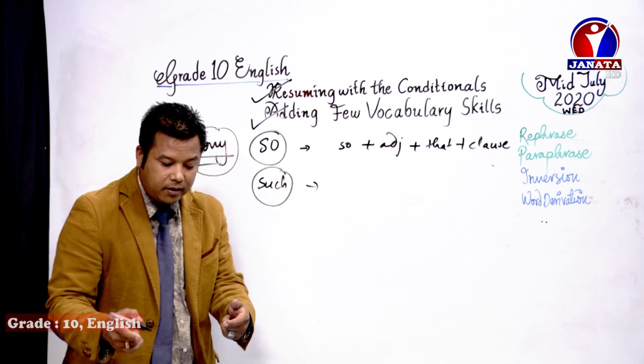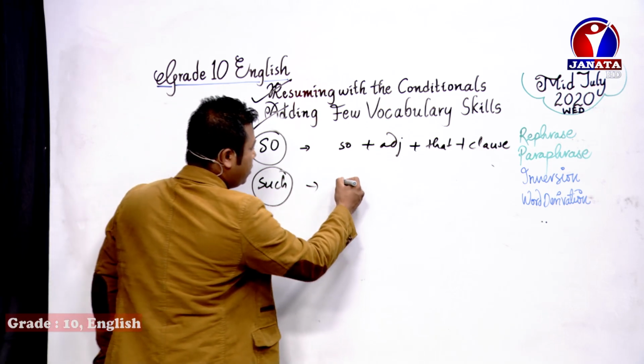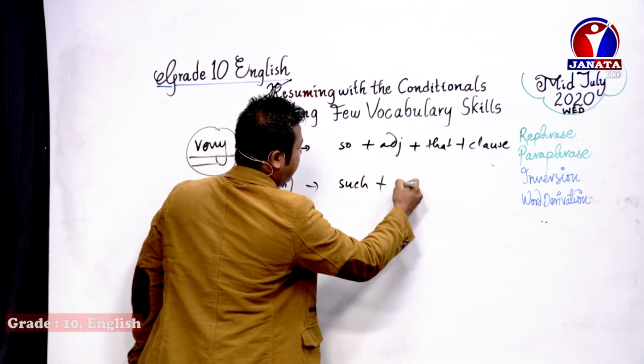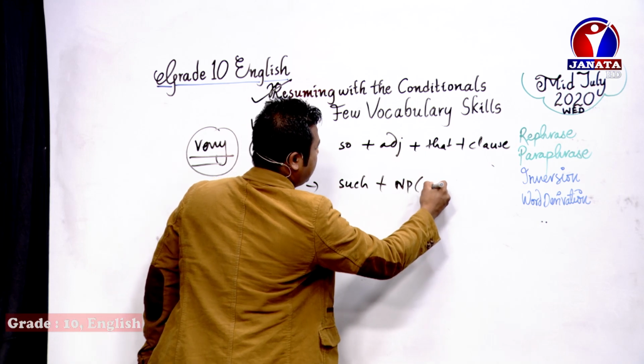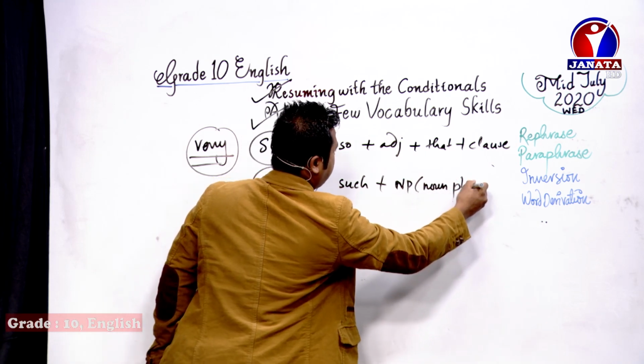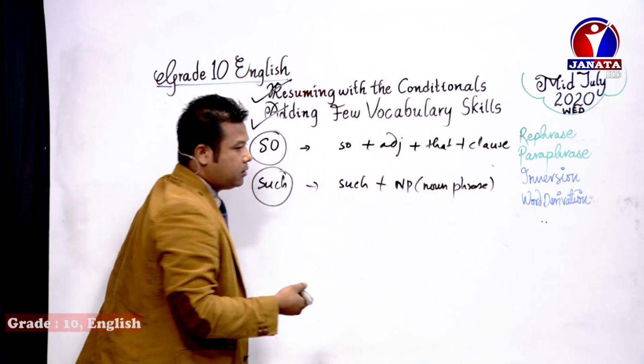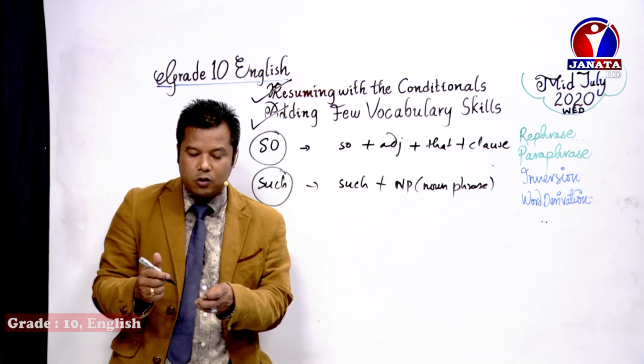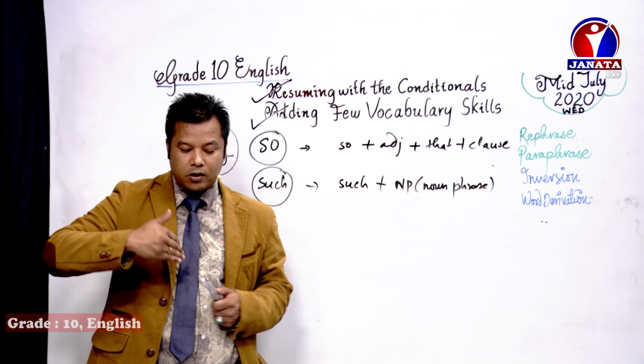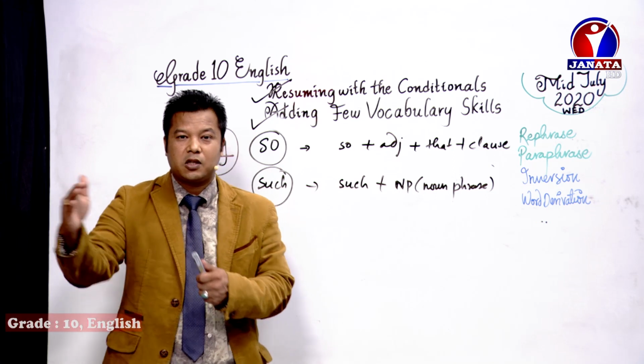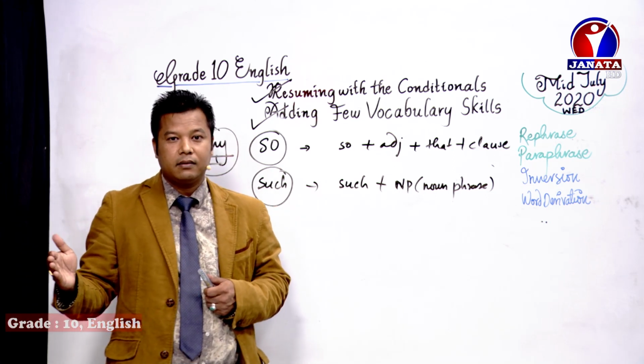Look at the structure. Understand the structure: you use such and then NP. What is this NP? I would call it a noun phrase, because you have a noun. So you always use such with a noun. Next: such a difficult problem, such smart people. That's how I use it.